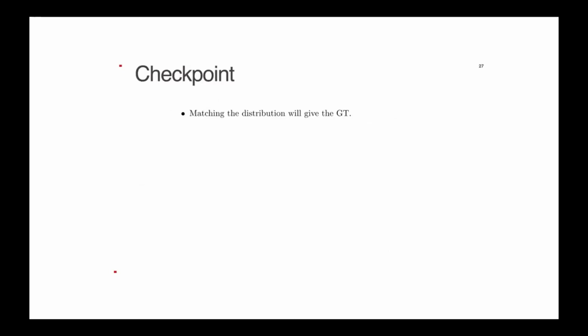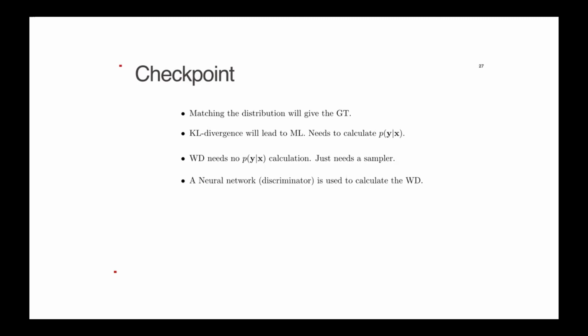So just to clarify what we just discussed, we are trying to match the distribution, and the distribution matching technique can give us the ground truth. If we use KL divergence for distribution matching, we get the maximum likelihood technique, but it needs to calculate the probability of y given x, which needs marginalization over all the latent variables. Whereas if we use Wasserstein distance, we don't need to calculate this likelihood value, and we just need a sampler. And we use a neural network called a discriminator to calculate this Wasserstein distance. And in normal GANs, there's the Jensen-Shannon divergence, which has a similar property.